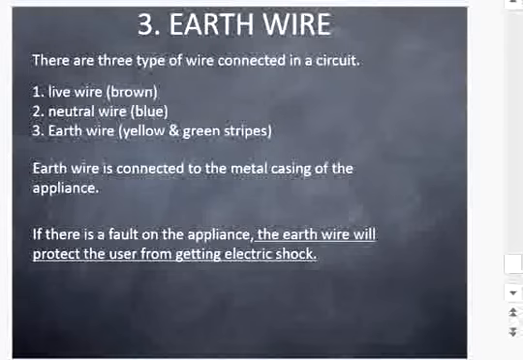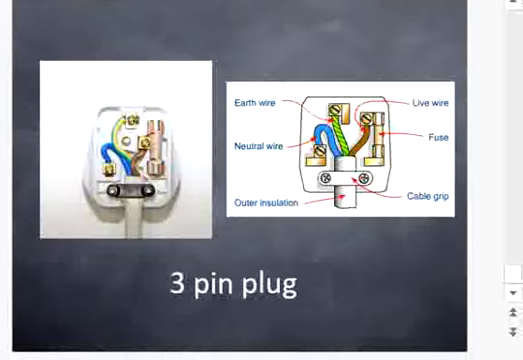The next one is earth wire. There are 3 types of wire connected in the circuit. Number 1, live wire, brown color. Number 2, neutral wire, which is blue. Number 3, earth wire, yellow and green stripes. This is the sample. The blue, neutral wire. The brown here, live wire. And then we have an earth wire, green and yellow stripes.